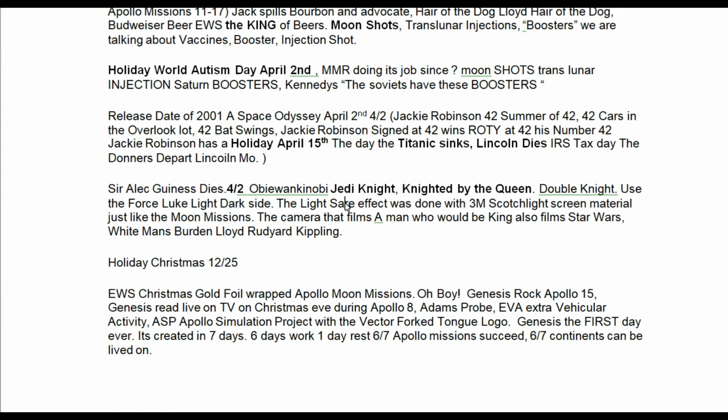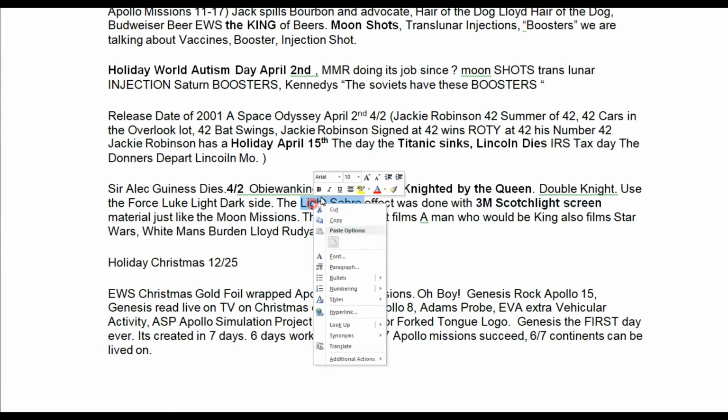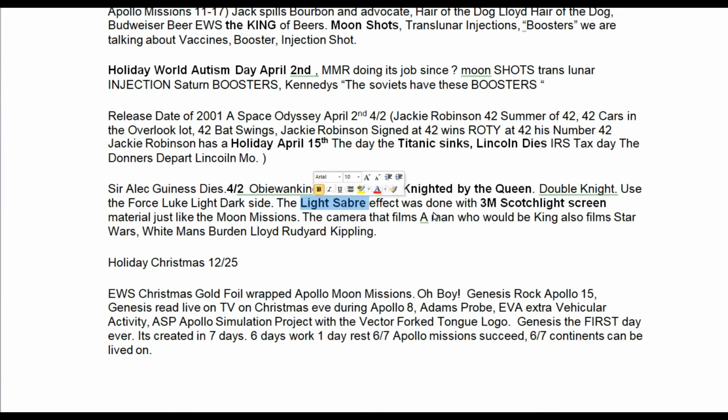The lightsaber that's used in Star Wars was done by using 3M Scotchlite screen material. They wrapped it around the lightsaber, and then they would shine a light on it, and since it reflects light from every angle, it looks like it's on fire. So I find it interesting that they used 3M Scotchlite screen material to fake the Apollo missions, and they used it in the lightsaber. However vast the darkness, we must supply our own lightsaber.